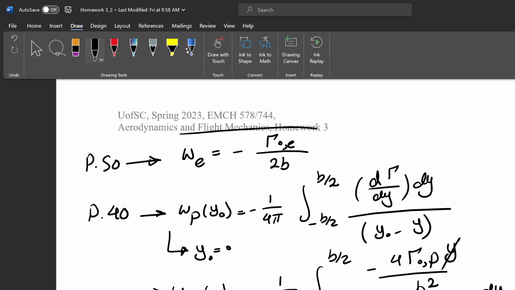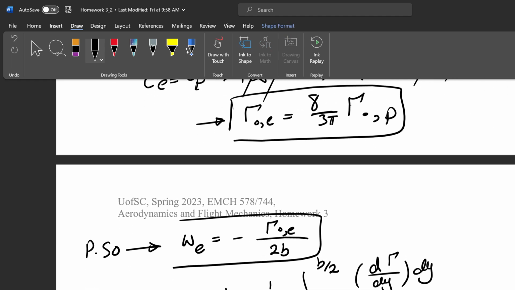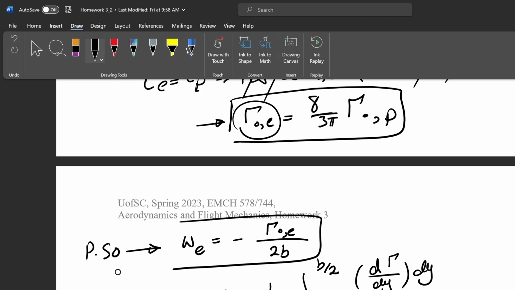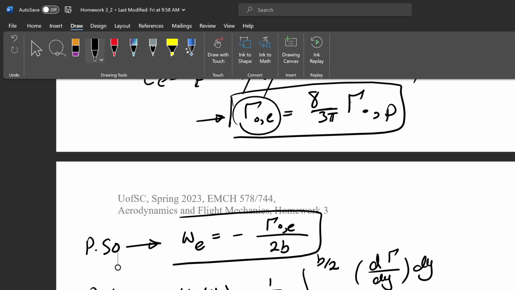We have the induced velocity for the elliptical case, and we also have the relationship between the two gammas. So I'm just going to write everything as a function of gamma naught e, essentially the elliptical one. So just going to substitute this for 8 over 3 pi gamma naught p, which is going to give you the induced velocity as negative 8 over 6 pi b gamma naught p.